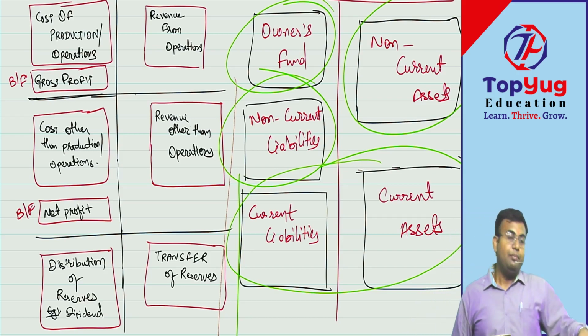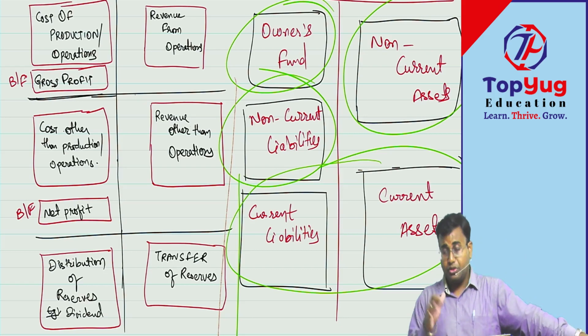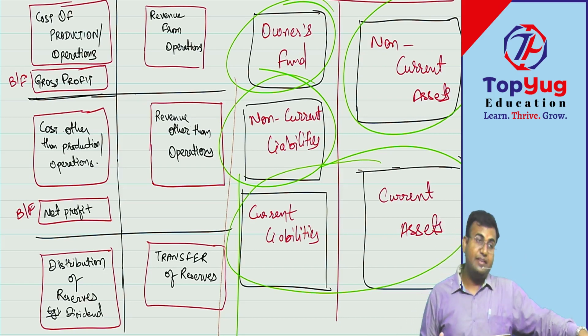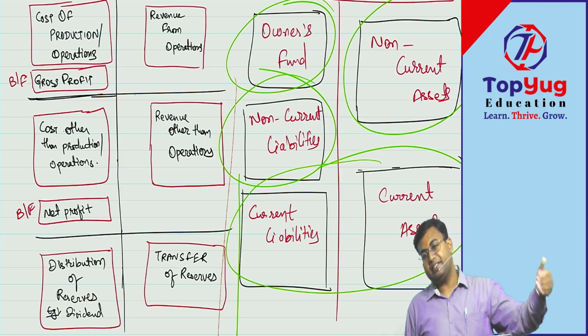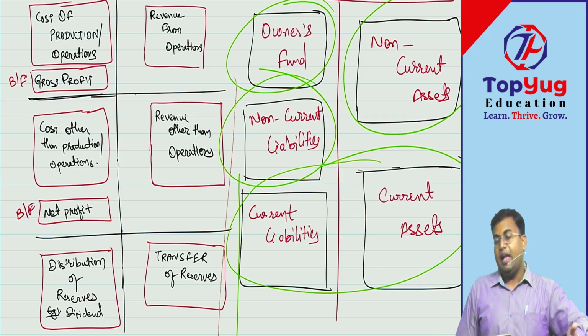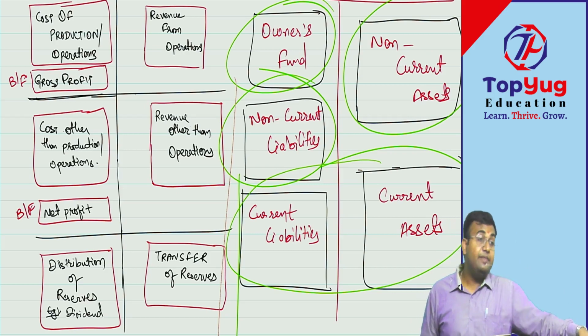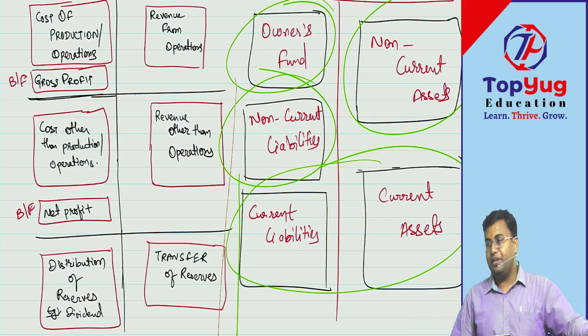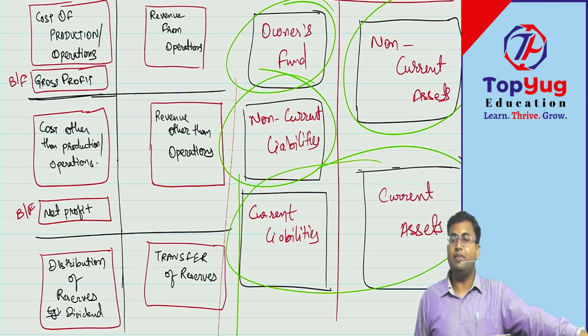Similarly, we have one major financial statement which is called the balance sheet. The balance sheet is further divided into liabilities and assets. Liabilities has three parts, that is owner's fund, non-current liability, and current liability. And then on the right hand side, we have non-current assets and current assets. Further, we understood that the whole financial management course curriculum is nothing but understanding the P&L and balance sheet, and for each and every item they have given a chapter for us to understand, right?